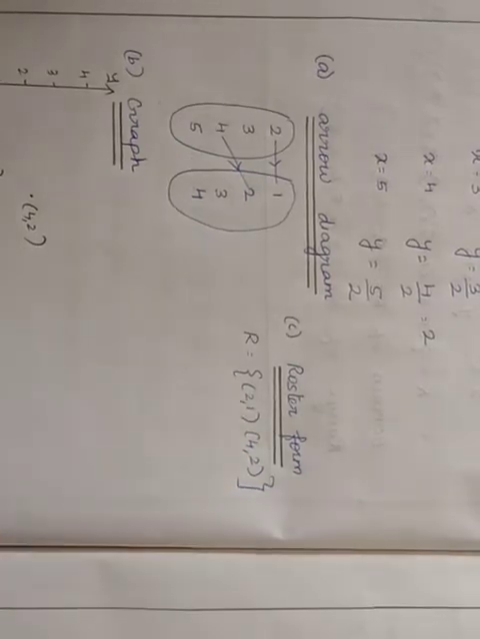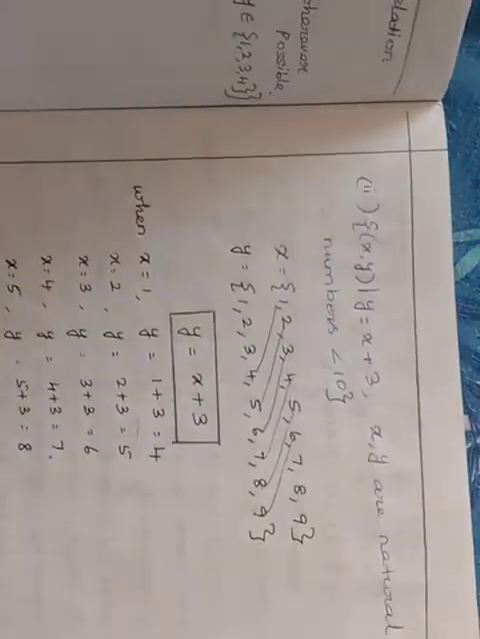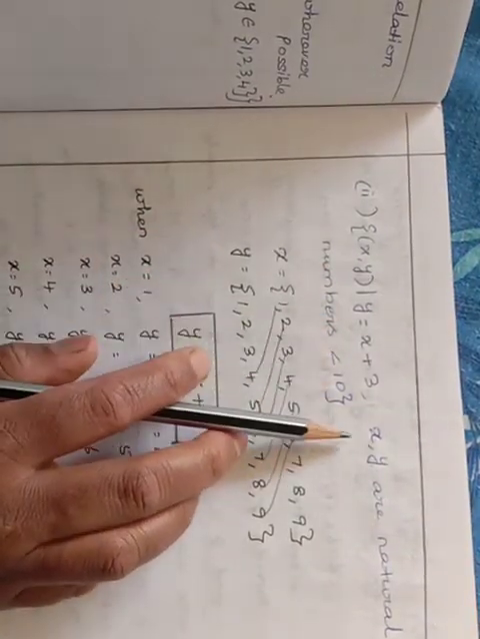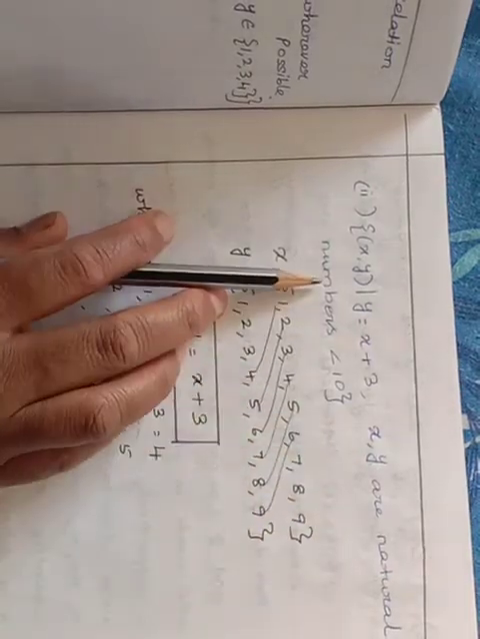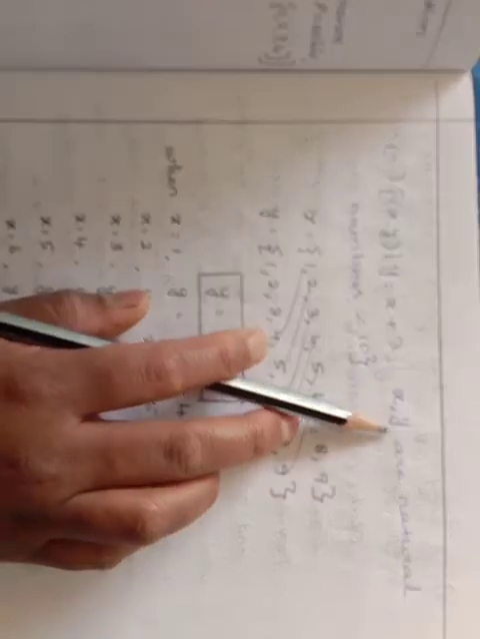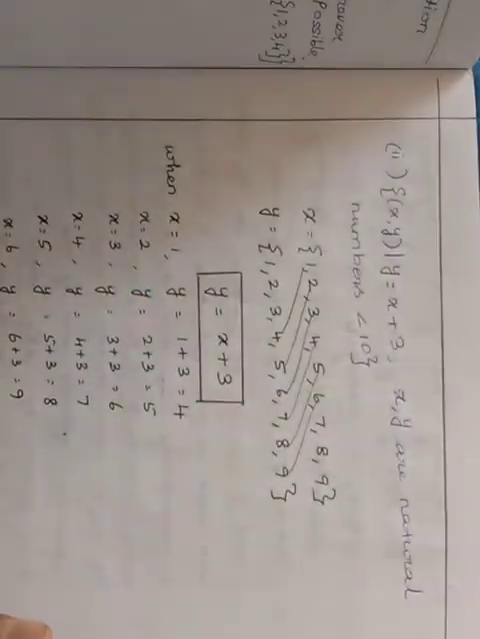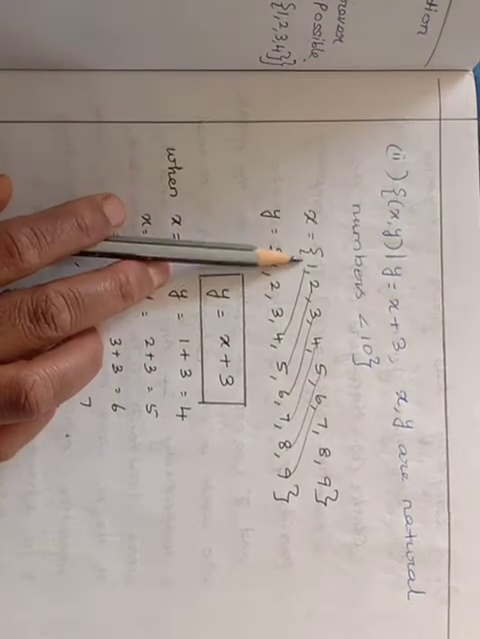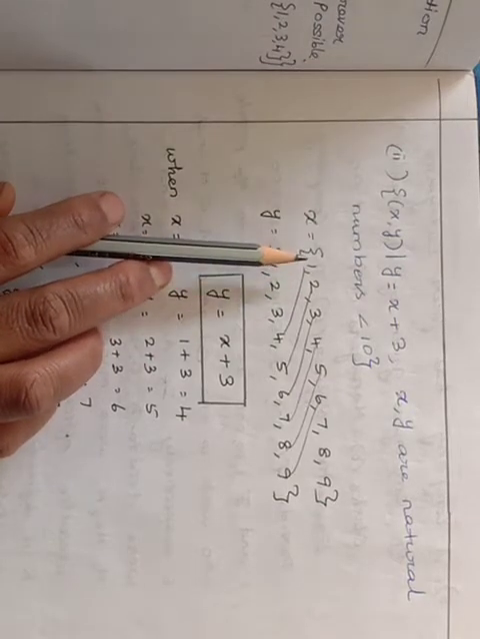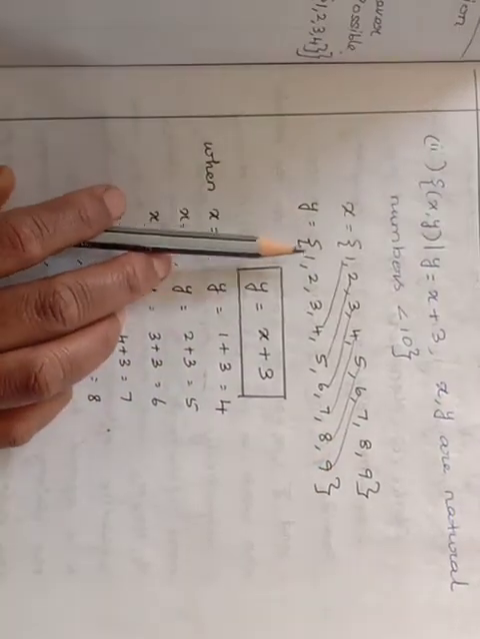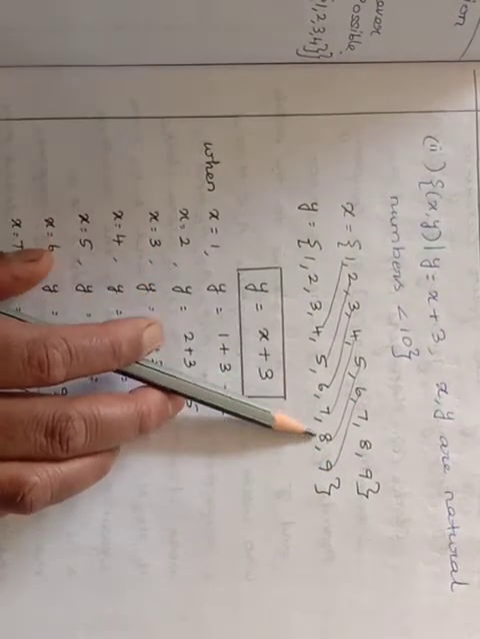That's all. Now we'll come to the second question, Roman letter 2. The set is {(x, y) where y = x + 3}, and x, y are natural numbers less than 10. They are given that x and y values are natural numbers and should be less than 10. So we'll write the x values: natural numbers start from 1, so 1, 2, 3, 4, 5, 6, 7, 8, 9, and the values of y are 1, 2, 3, 4, 5, 6, 7, 8, 9.